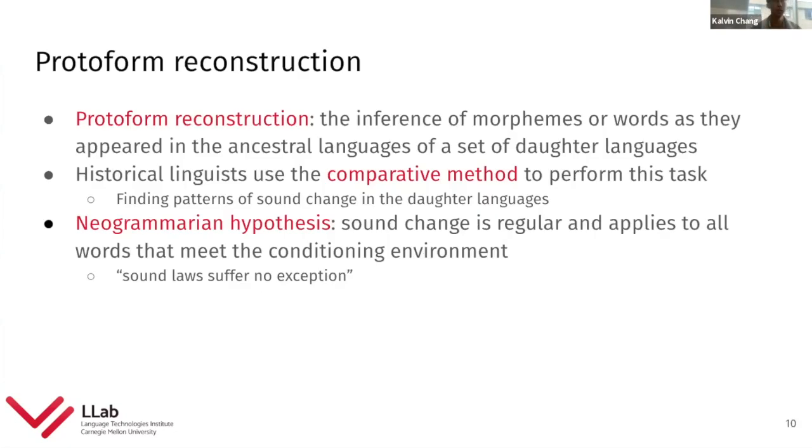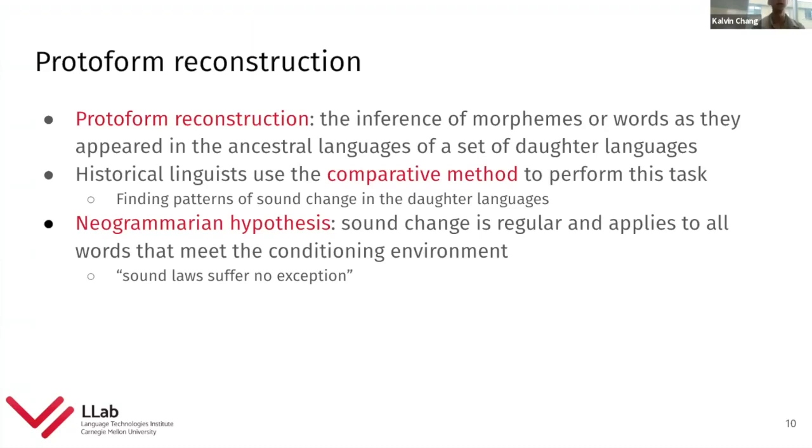Right. So let's talk about what protoform reconstruction is. So this is the inference of morphemes or words as they appeared in the proto-language. Historical linguists use the comparative method to perform this task, which involves finding patterns of sound change in the daughter languages. Now, this relies primarily on the neo-grammarian hypothesis, which assumes that sound change is regular and applies to all words that meet some conditioning environment. In other words, sound laws suffer no exceptions.